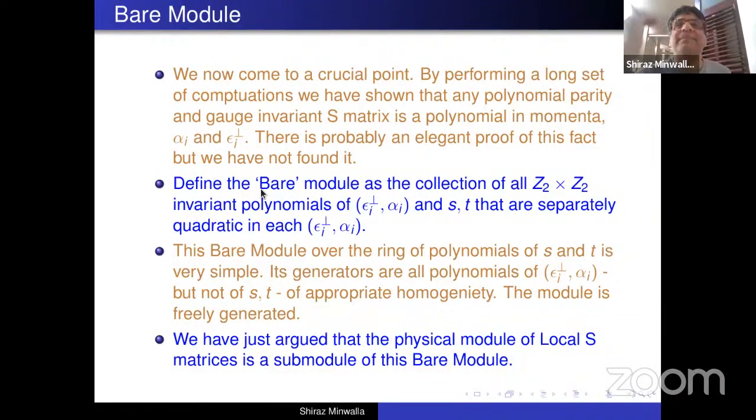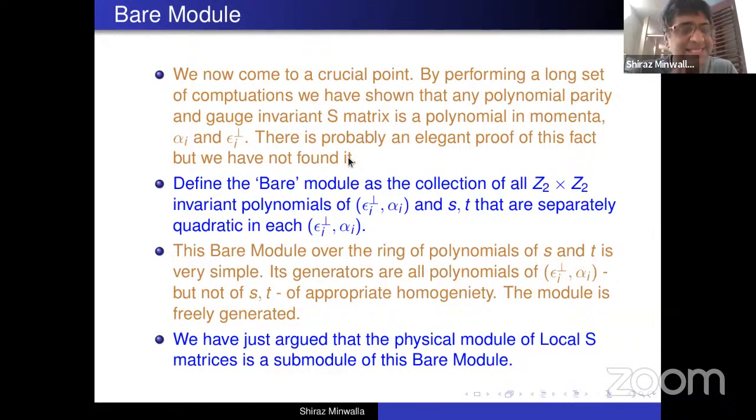Now, what does that mean? This is very important for the following reason. Suppose we define a new module structure, which is the module of all objects that are built out of these alphas and epsilon perpendiculars. And on top of that, we put polynomials of s, t and u. We call this the bare module. All such structures will not be classical local matrices, because the matrices that we wish to classify are those that are polynomials of epsilons, these covariant epsilons, and s, t and u. However, this result tells us that while not every element of this bare module is part of the physical scattering module space, the converse is true, that any actual scattering amplitude is an element of this module.